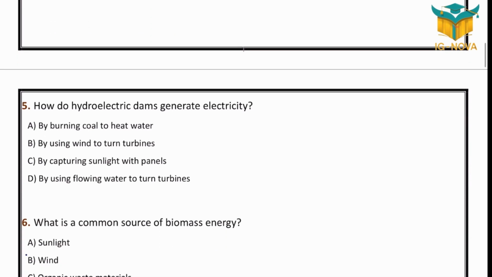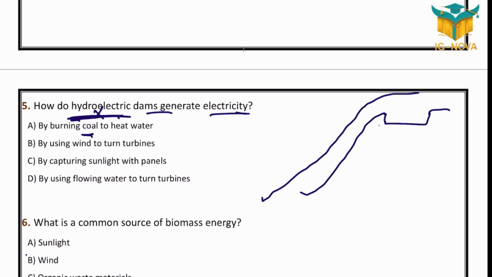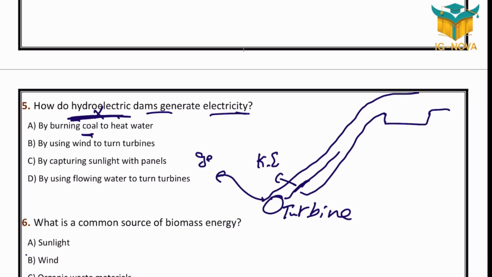Question 5. How do hydroelectric dams generate electricity? By burning coal to heat water? Burning coal, it's not hydroelectric. In hydroelectric, there is no burning. There's a reservoir here. Water flows down through pipes. Here, there is a turbine fixed, moving, and this kinetic energy is connected to a generator that generates electricity.